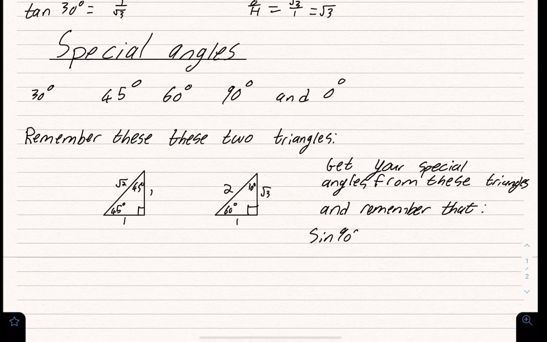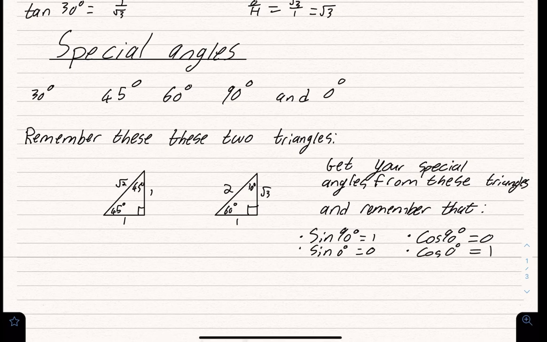It's also important to remember that sine of 90 degrees is 1, cos of 90 degrees is 0, sine of 0 degrees is also 0, and cos of 0 degrees is 1. So sine and cos are opposites in a way.